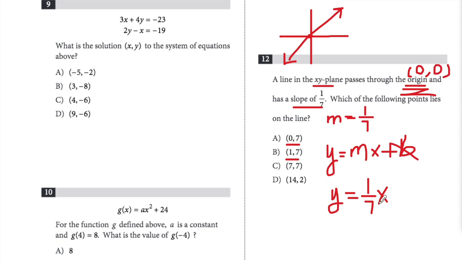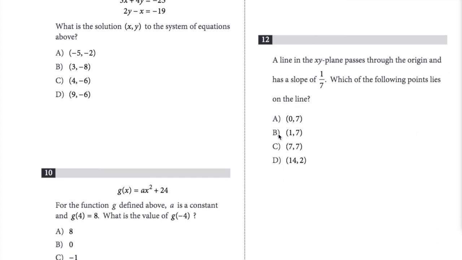So if I plug in 0 here, I should get 0, but that doesn't work. If I plug in 1 here, I should get 1/7, so that doesn't work. If I plug in 7, I should get 1 and not 7 for the y value, so that cancels. So the only thing we're left with is this. So let's check. So 1/7 times 14 equals 2, and y equals 2, so D would be our right answer.